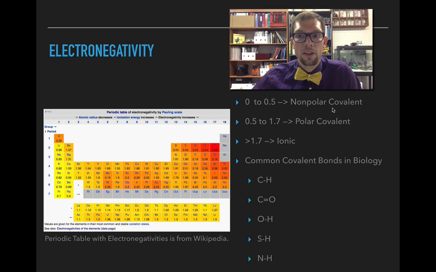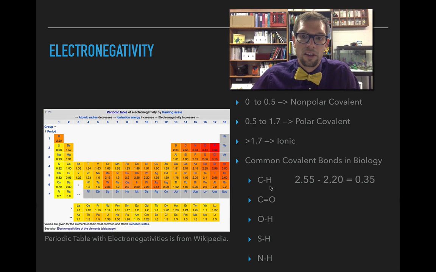the type of bonds that are going to occur between them. So you can have a nonpolar covalent bond where the electrons are being shared equally, a polar covalent one where they are being shared but not equally, and then ionic, where the electrons are completely stolen away, and so then you're going to have ions being formed. Common covalent bonds in biology are these that you see below here.